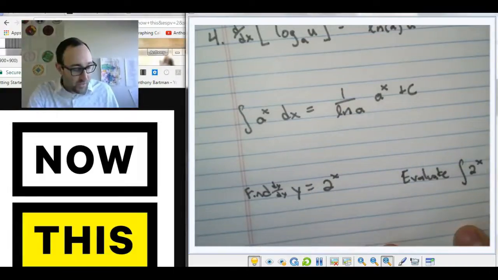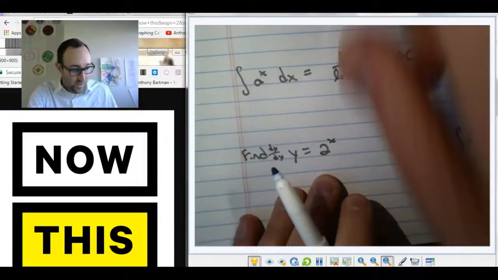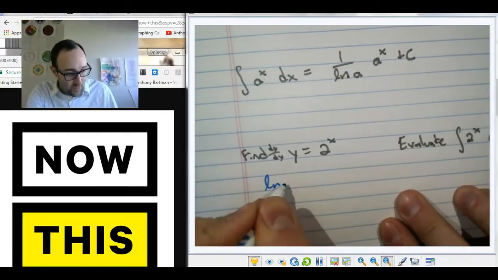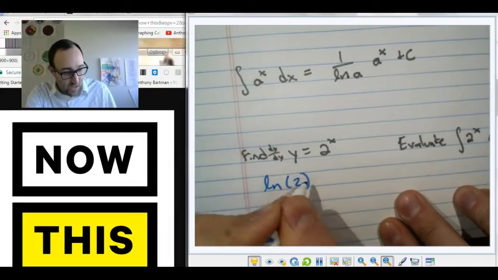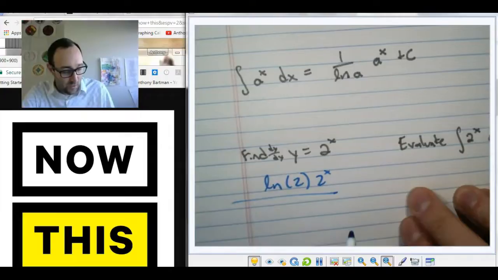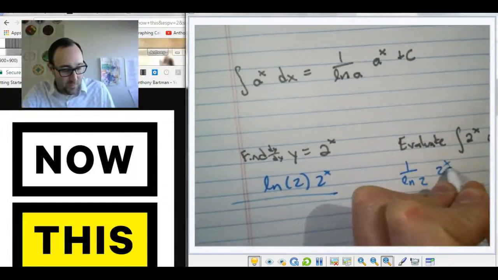So let's just do a couple. Okay, so real quick, let's do this one. y equals 2 to the x. Well, that looks a lot like that other one we have. So if I say find the derivative, that's going to be the natural log of 2 times 2 to the x. There you go. And evaluate the integral, that's just going to be 1 over the natural log of 2 times 2 to the x plus c. There you go.